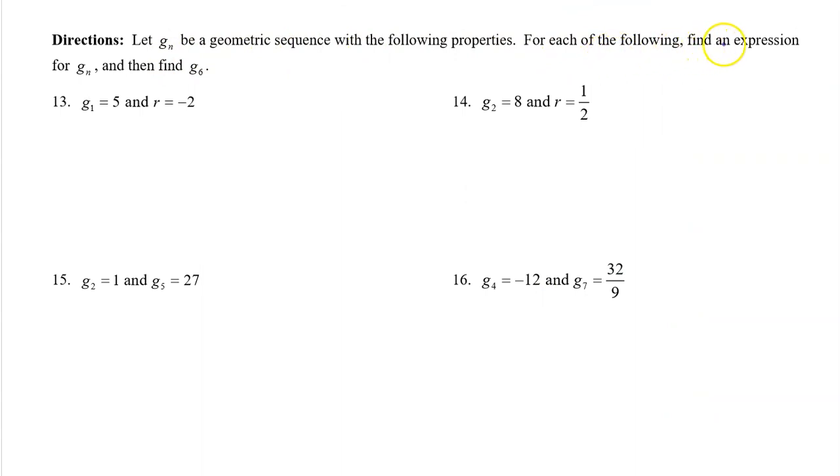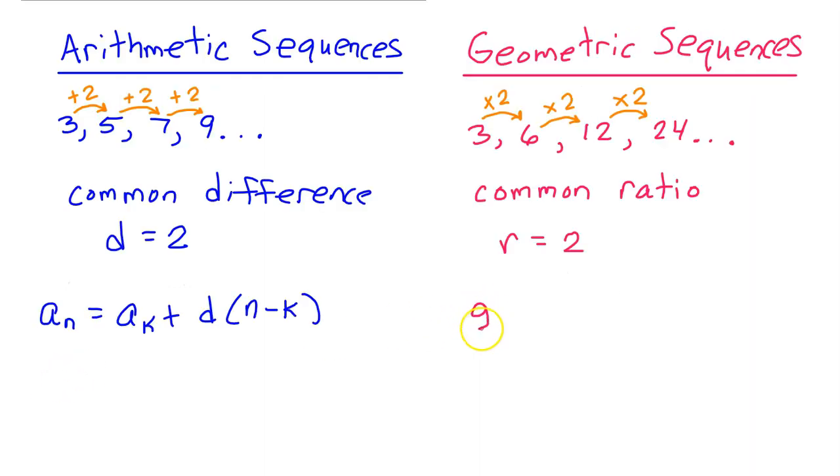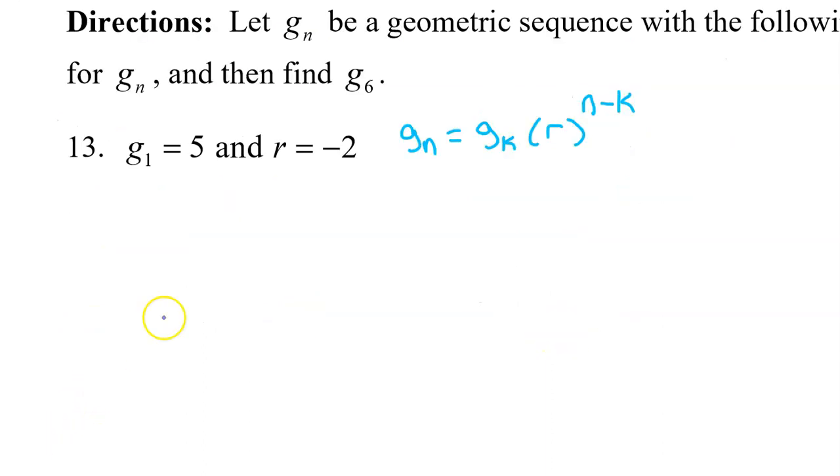Let Gn be a geometric sequence with the following properties. For each of the following, find an expression for Gn, and then find G6. Geometric sequences can be modeled using the formula Gn equals Gk times the common ratio r to the n minus k power. In this formula, Gn is the nth term, and Gk is term k. For number 13, we are given the common ratio r, and one term, which we will use for Gk.